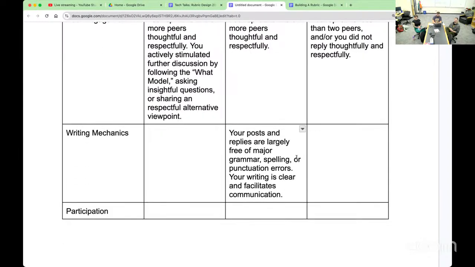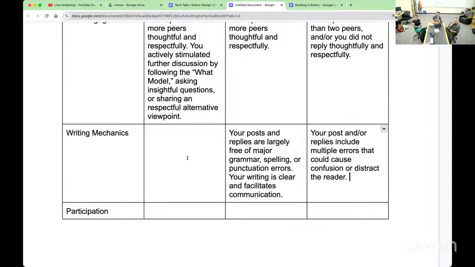So I'm not going to ding them for a few small errors because I make errors all the time. It's more about, is it clear enough that I can understand what you're saying and I can communicate with you? The not met would be, is your writing so poorly formatted or badly written or full of so many errors that I have a hard time understanding what you're saying? Well, then you're not facilitating communication, and I would not give you full credit for that.